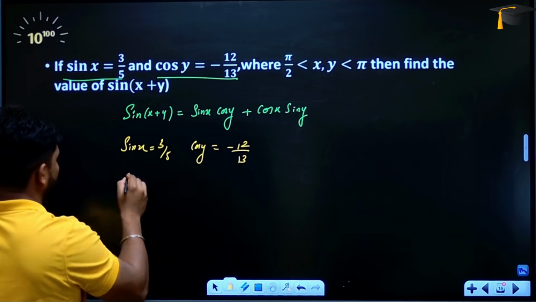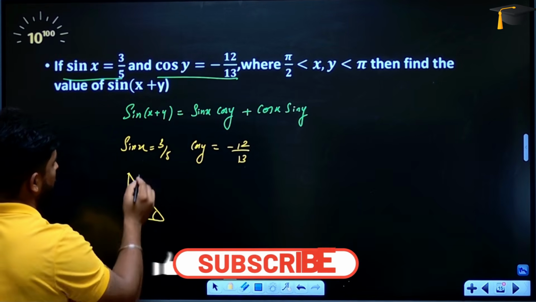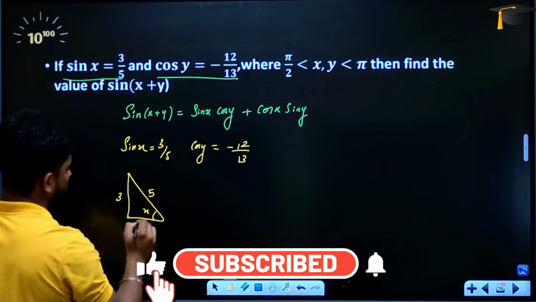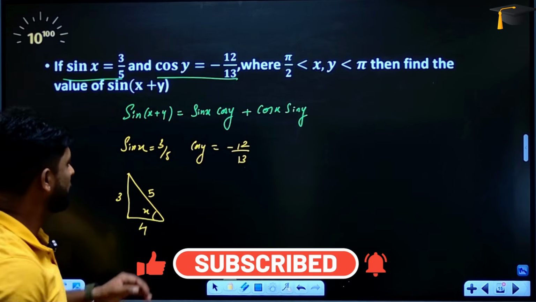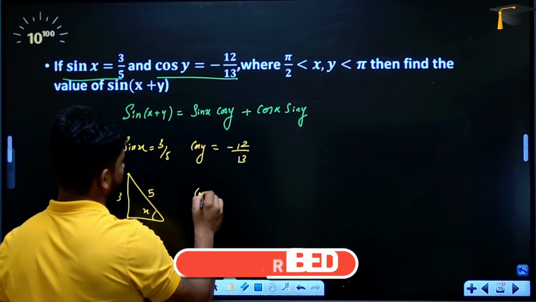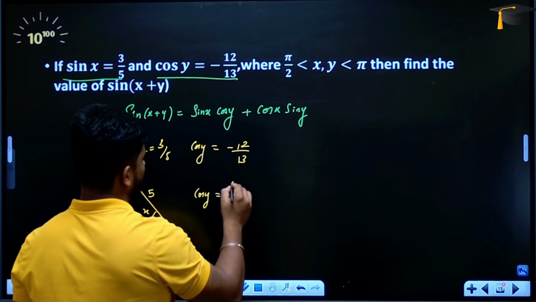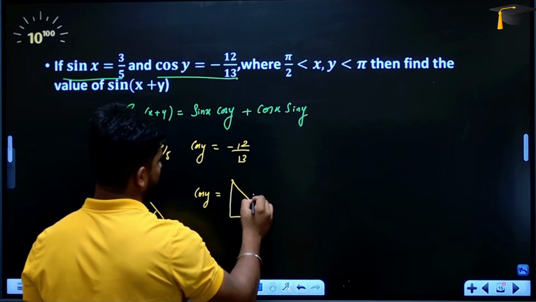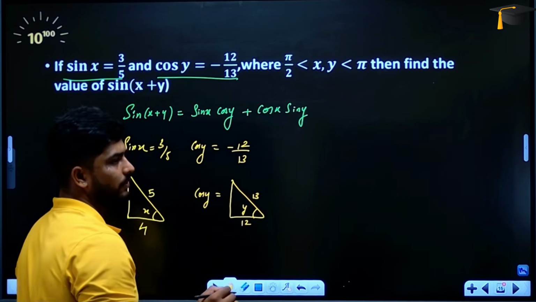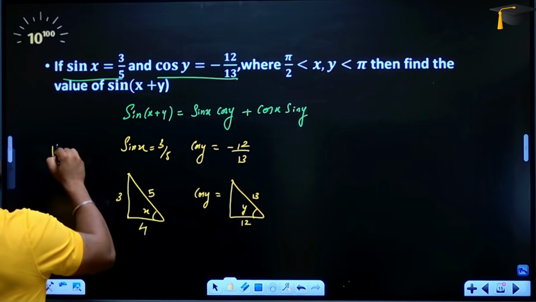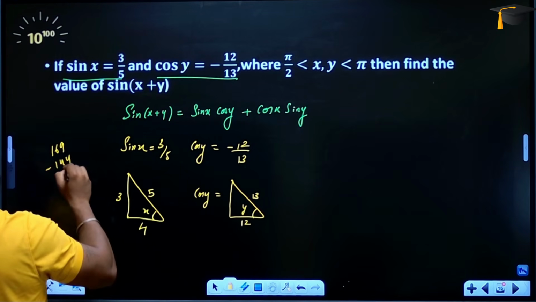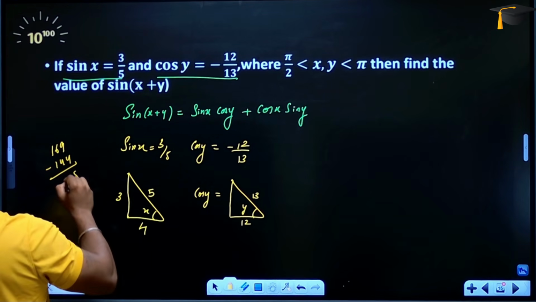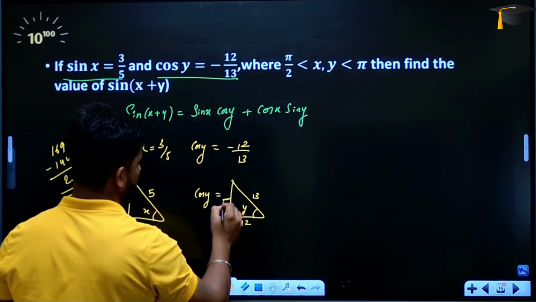Okay, now draw a triangle. This is x, so this is 3 and this is 5, right? Of course, this is 4 only. Okay, Pythagorean triplet. So cos y, and forget about minus and all. Okay, so this is y. So this is 12, 13. So 144 and 169. 169 minus 144 is 25. So 25, this is 5.